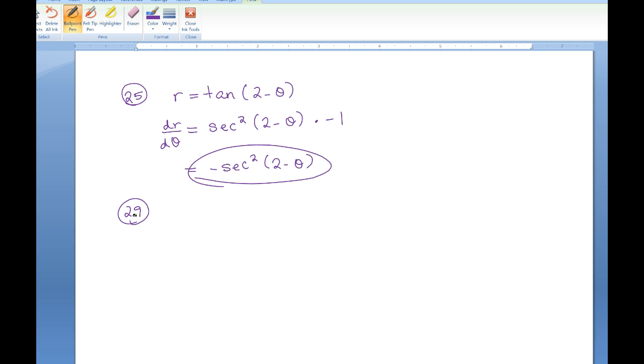So it's negative secant squared. Number 29, didn't we do this in our notes? No, we did secant. So we look at theta as an x. Just think of this as what's r prime. Same thing.